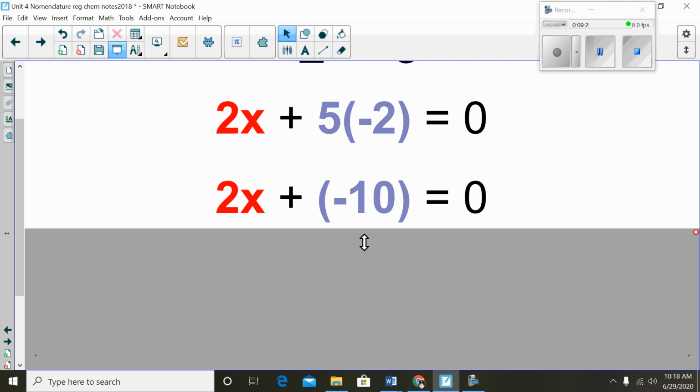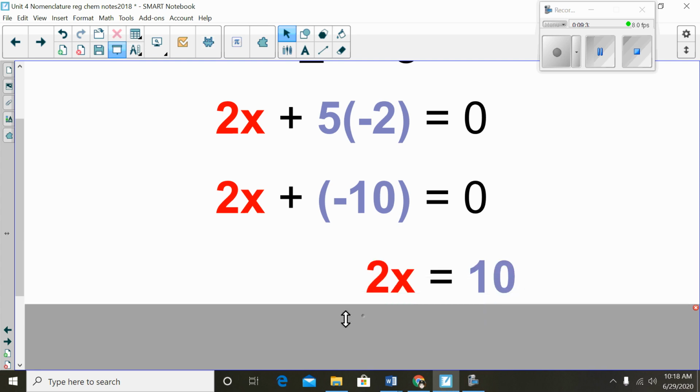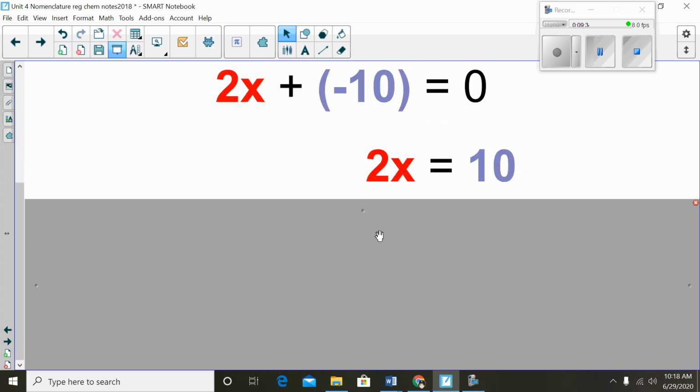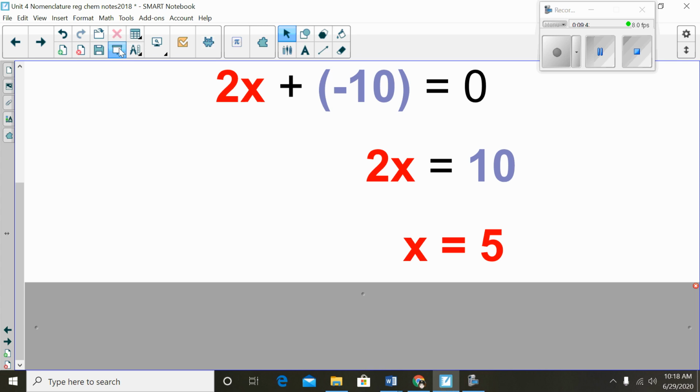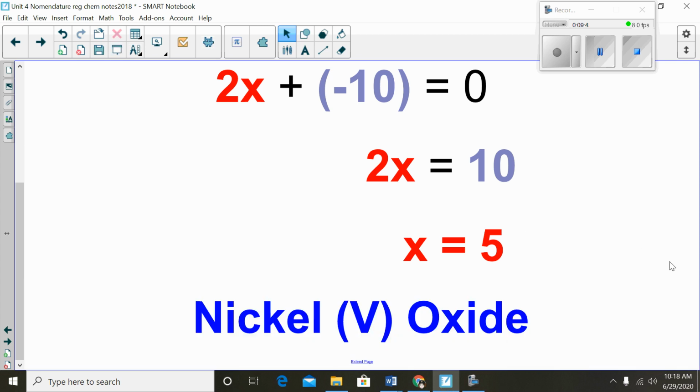Now you are trying to solve for x, so you move the 10 to the other side, and it becomes positive. And then to solve for x, you divide by 2. 2x divided by 2 is x. 10 divided by 2 is 5. So the correct charge here is nickel 5 oxide.